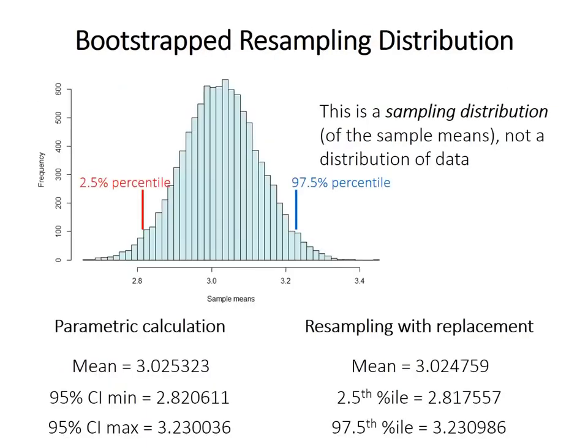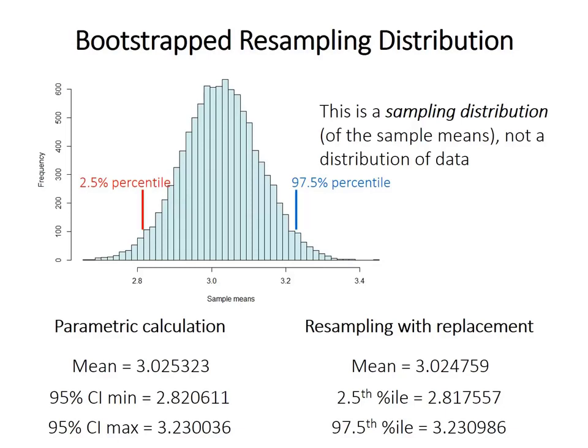So the bootstrapped resampling distribution will look something like this. This is basically taking 10,000 random samples from our single data set, but sampling with replacement. Just to compare, if you calculate the mean and the 95% confidence interval using the parametric methods that you've used before, you get values like 2.82 and 3.23 for the confidence interval. And it turns out that the 2.5th percentile and the 97.5th percentile of our bootstrapped resampling distribution give you the same answer. It's not exactly the same because it's a random sample, but that's beside the point. You can see that it's effectively the same thing.